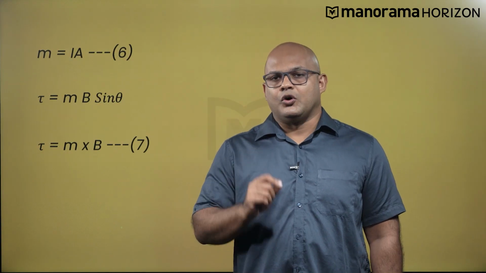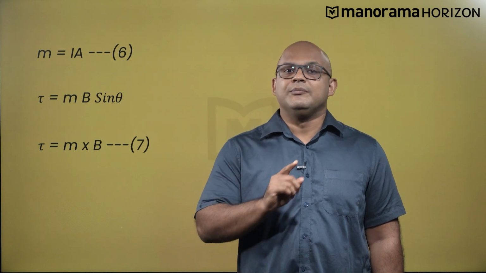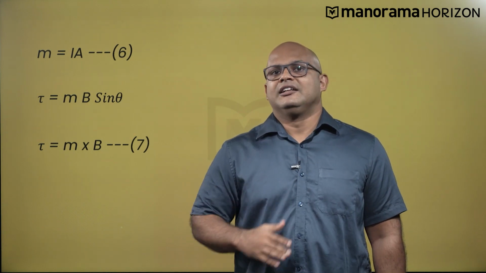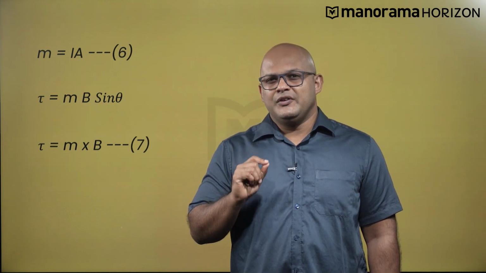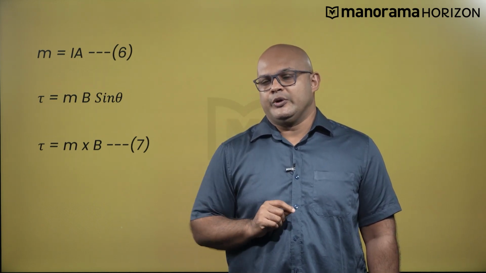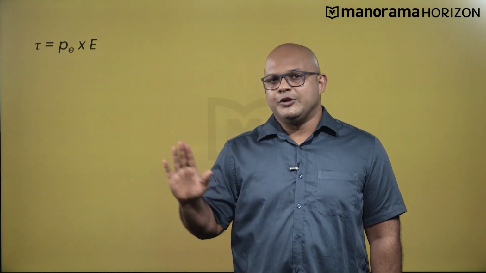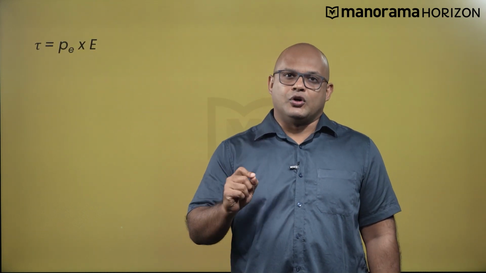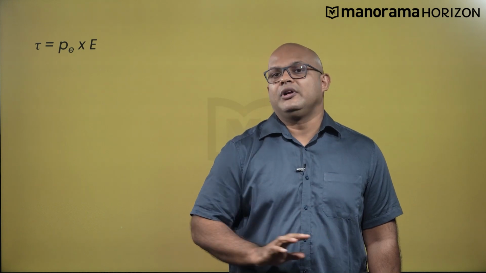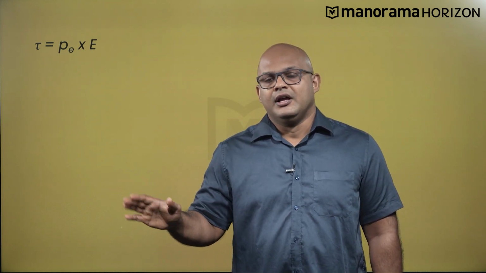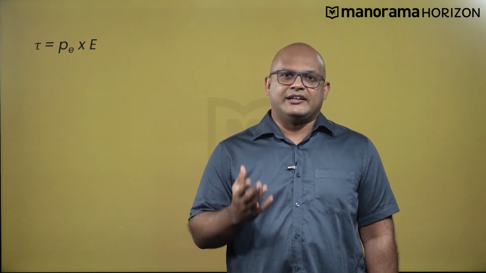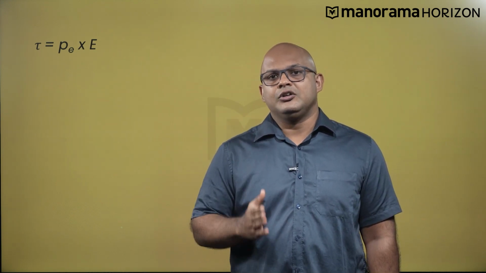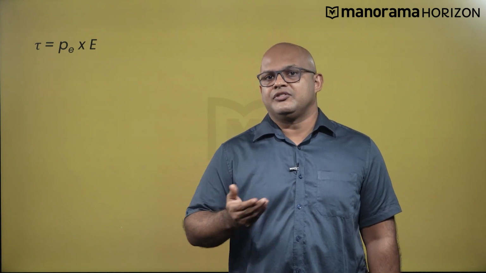This means that the torque tau is the cross product of the magnetic moment of the coil and the magnetic field. If you examine equation 7 closely, you may find it very similar to another equation. Yes, this equation is very similar to that for torque acting on an electric dipole in a uniform electric field. Now, if you remember that class, you will know that the amount of torque acting on the dipole is dependent on the angle between the dipole and the external field, and the same is the case here.